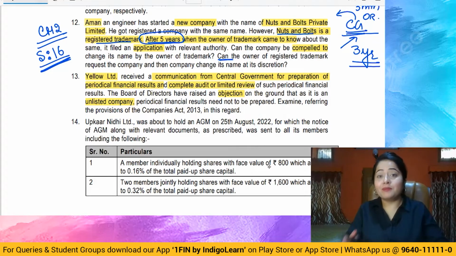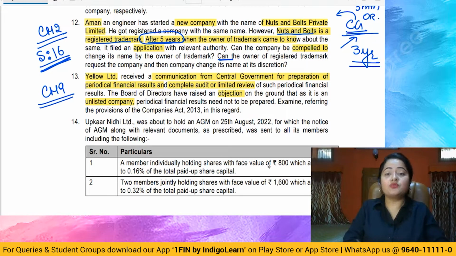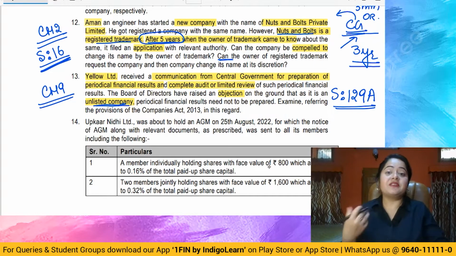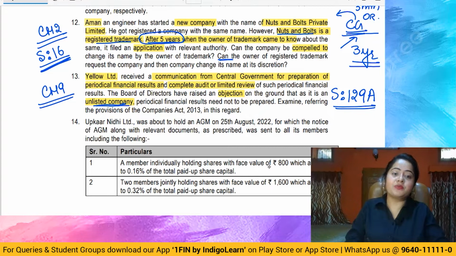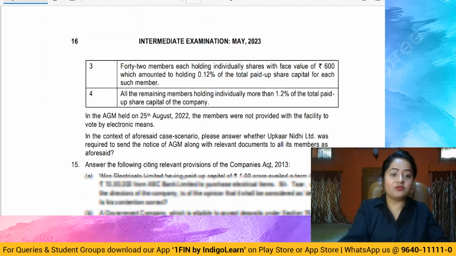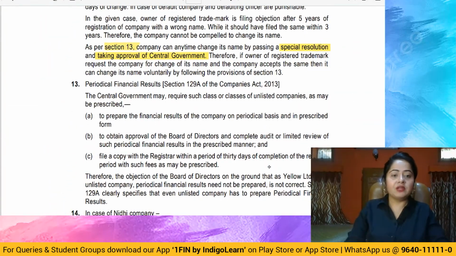Now, if you have studied the amendments, not just the amendments of the May 23 exam, but also the previous amendments, then you will know that this is coming from amendments. It is a chapter 9 amendment. A new section was introduced, which is section number 129A, which says that even if it's an unlisted company, if the central government wants, then they can ask such a company or such class of companies to prepare periodic financial results, get them audited and submit them to the central government on a periodic basis. So here you simply have to flaunt your knowledge of section number 129A and you will have to quote this section 129A. So let's read this.